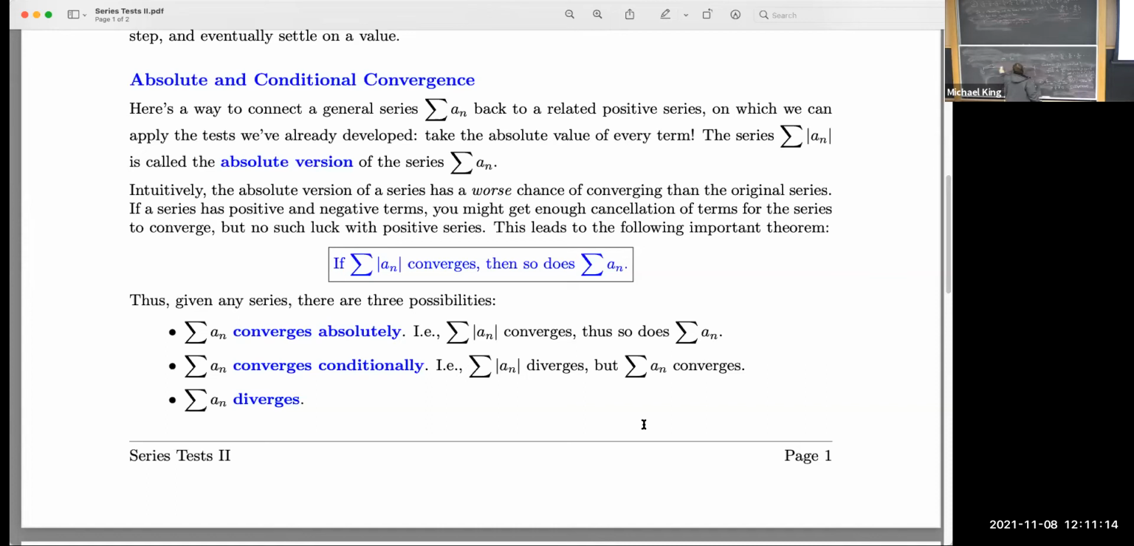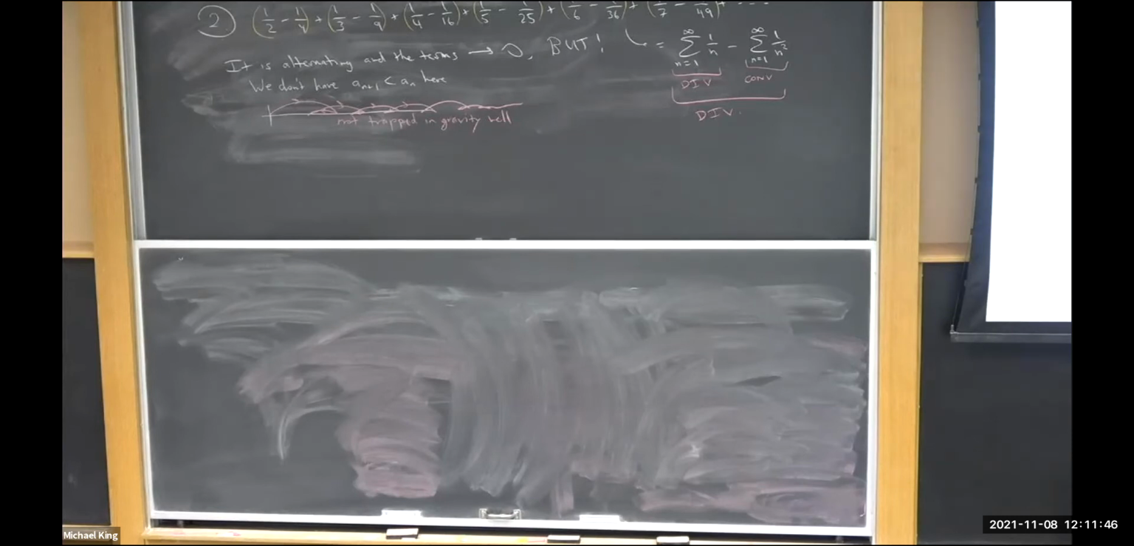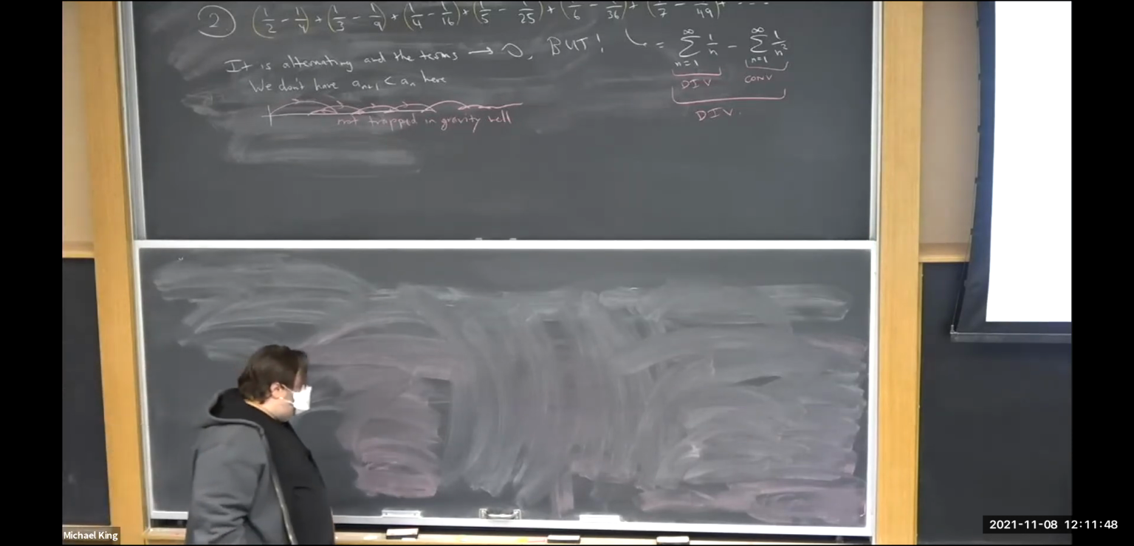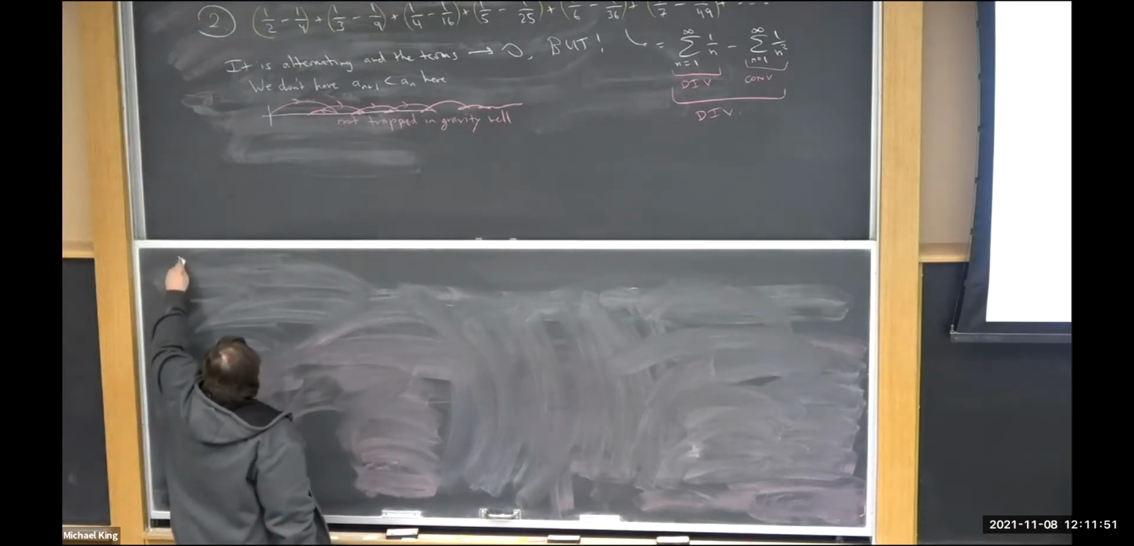Because we can talk about how you have this series that alternates, but then you can associate to it what's called the absolute version of the series, which is where you just make all the minuses into pluses. So let's try that. Let me stop this share. So again, if you're watching this later or remotely, just look at the bottom of the first page of this series test 2 handout. Okay, so let's talk about absolute and conditional convergence.